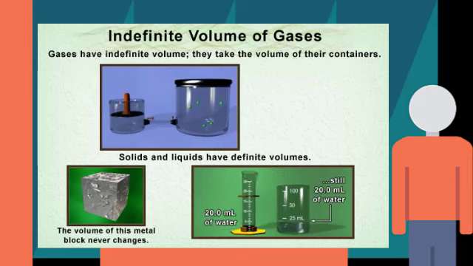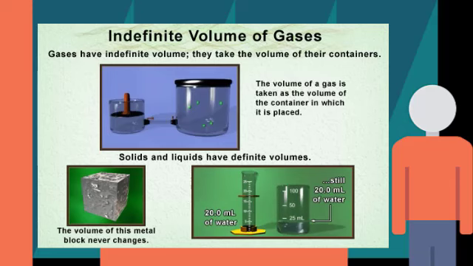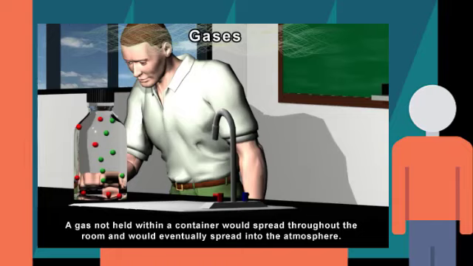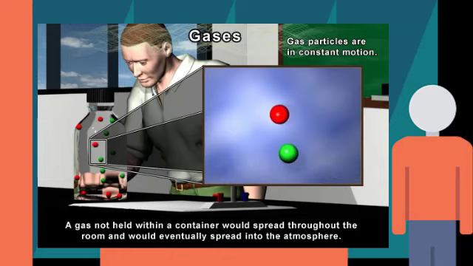Because a gas fills up the entire volume of its container, the volume of a gas is taken as the volume of the container in which it is placed. If a gas is not held within a closed container, its volume cannot be determined because it spreads throughout the entire room and eventually into the atmosphere. This happens because each particle of a gas is constantly moving. Each gas particle moves at a high speed in a straight line, changing directions only when it collides with something.